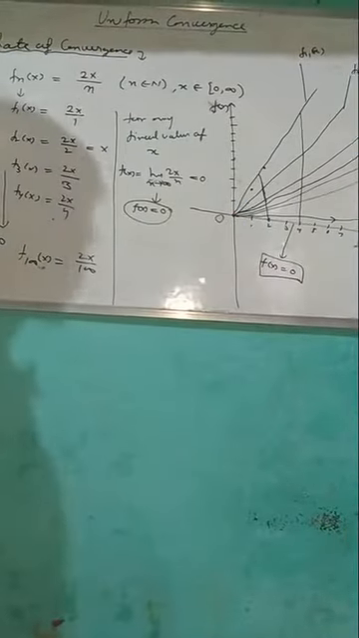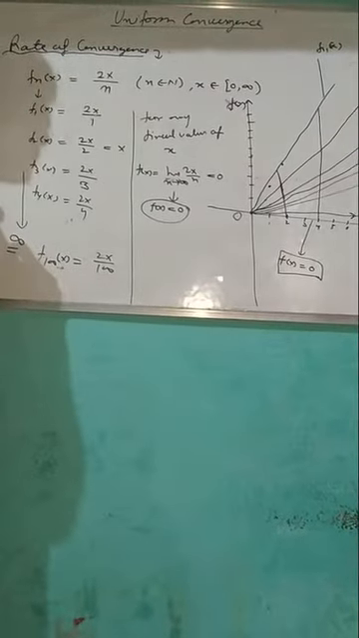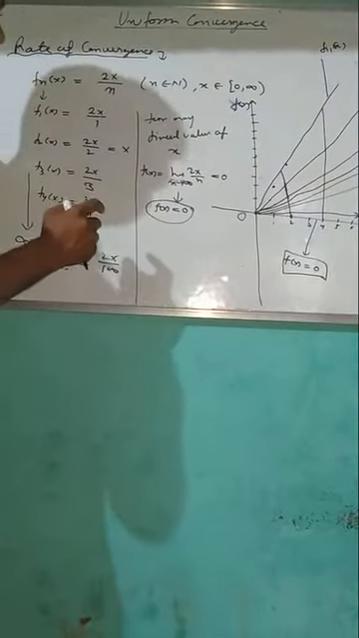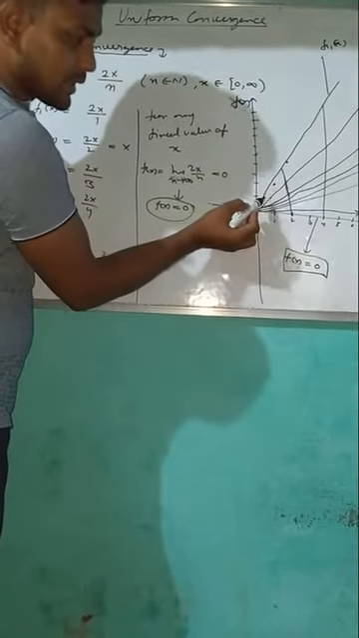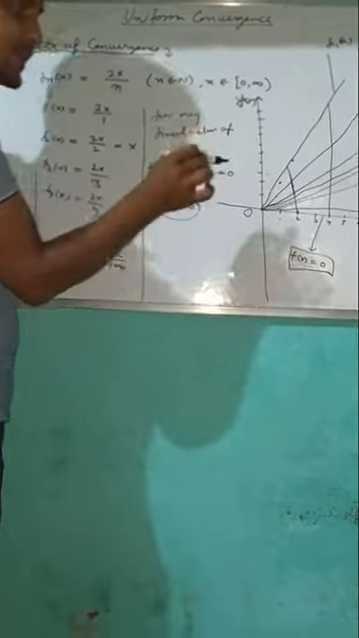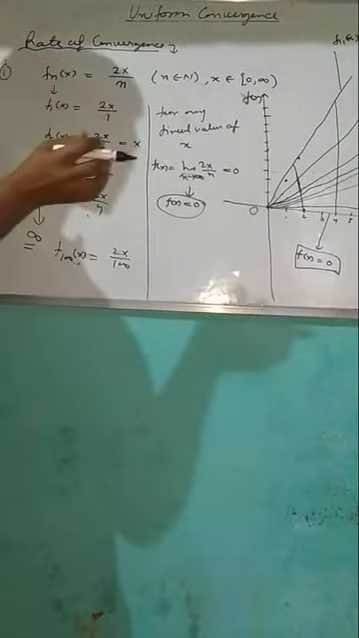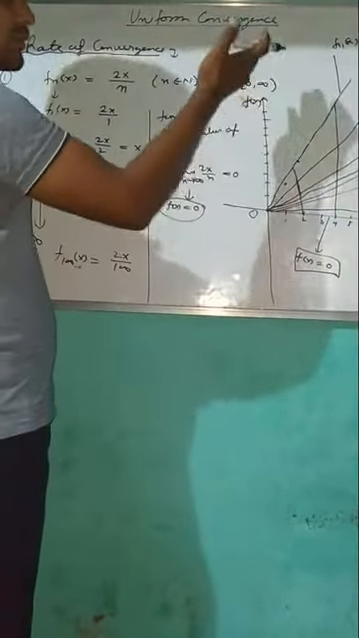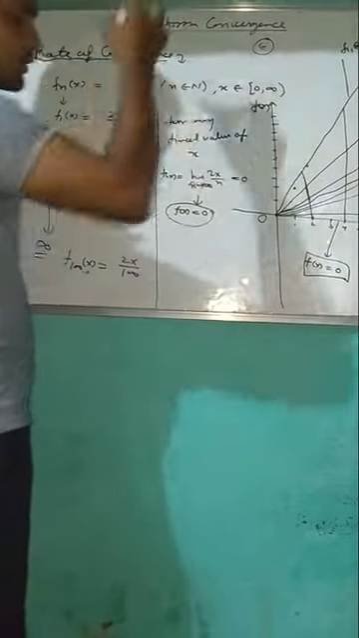Okay students, the main concept in this function is that we have to check the rate of convergence. We have to see what the speed of convergence is. For example, here the speed of convergence is different, and if we want to check the distance between the limiting function and any other function, suppose that distance is epsilon. This is a small number epsilon.